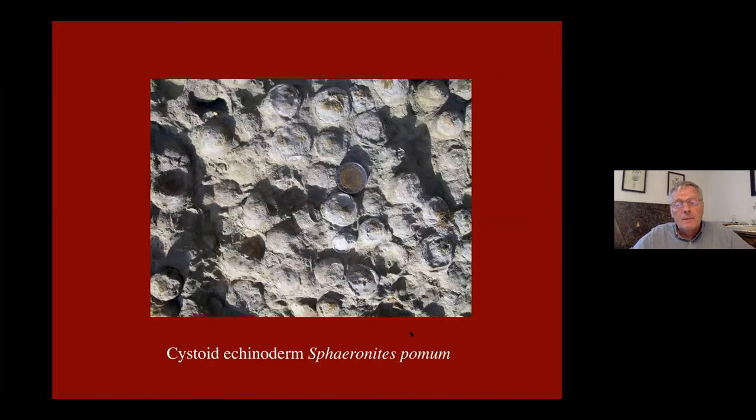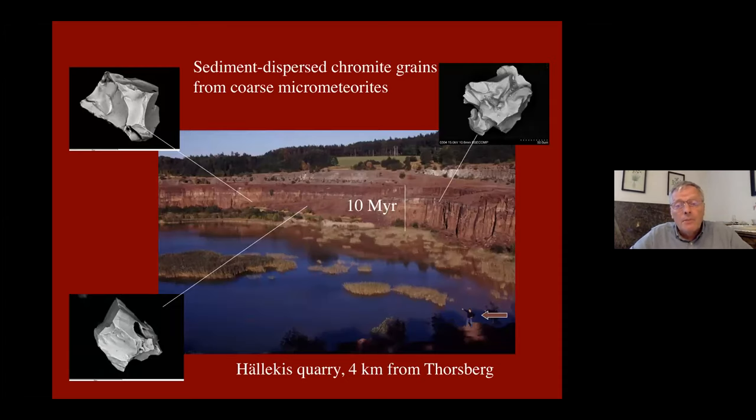The Tælstein bed is really strange. You have these beds concentrated with large cystoids. A lot of thought has gone into the origin of this bed. We found a way to try to establish whether it was just coincidence that the meteorites were recovered in the quarry since they quarried there. Would there be meteorites further down if one quarried at other levels? And we invented this method to search for sediment-dispersed chromite grains from coarse micrometeorites.